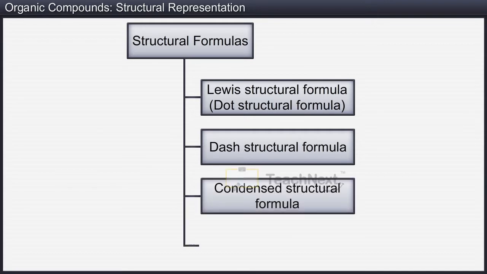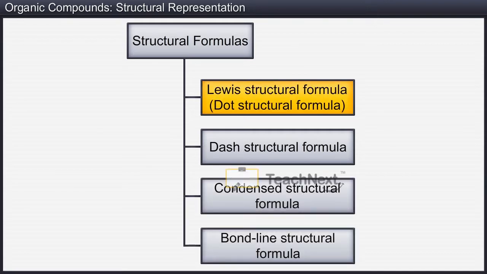They are Lewis structural formula or dot structural formula, dashed structural formula, condensed structural formula, and bond line structural formula. Let's first look at the Lewis structural formula.